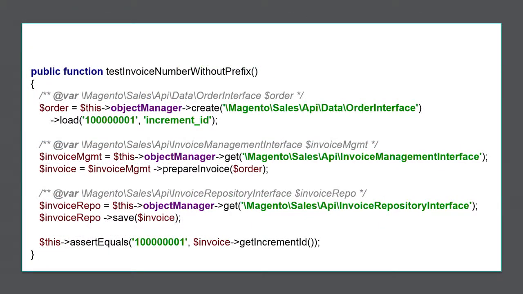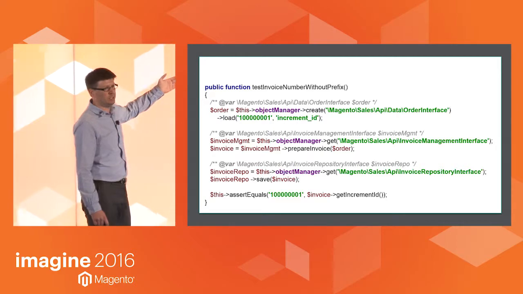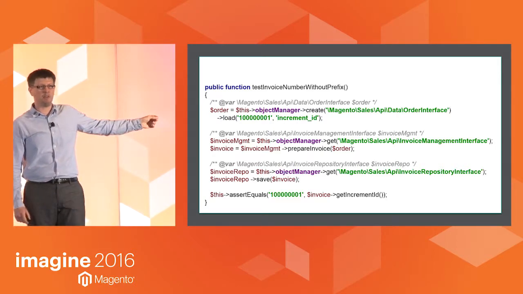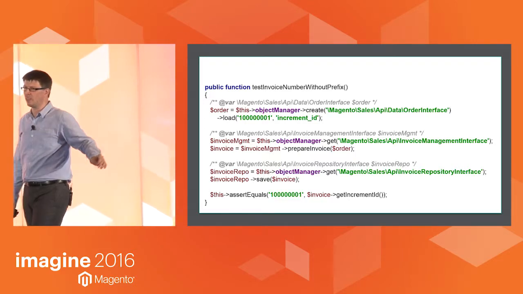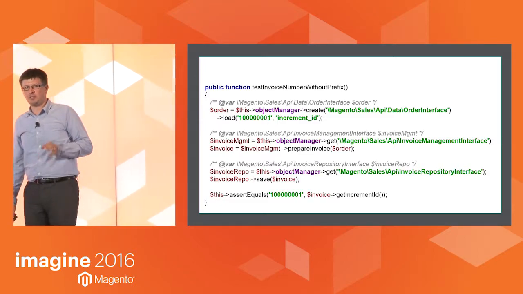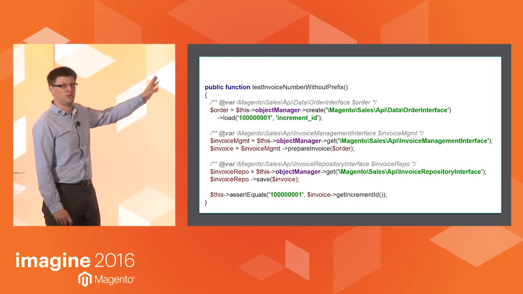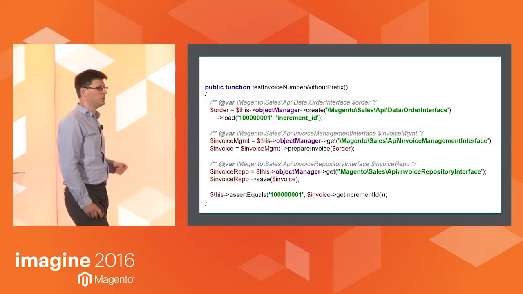A different example. In this case, an extension which makes a few changes to the increment ID of the invoice. Fairly standard setup. We have an order, and we create an invoice for it, and in the end, we check that the increment ID is exactly what we wanted it to be. Now those of you that have had enough coffee might go, well, Christoph, not so fast. You're loading an order here. Where does that come from? And you're absolutely right. So far, this wouldn't work.